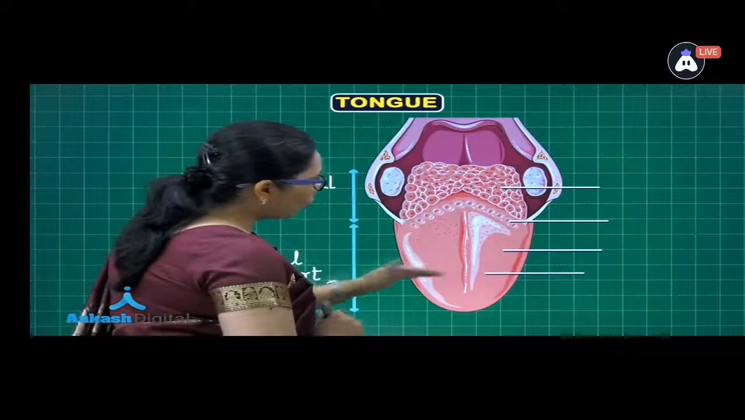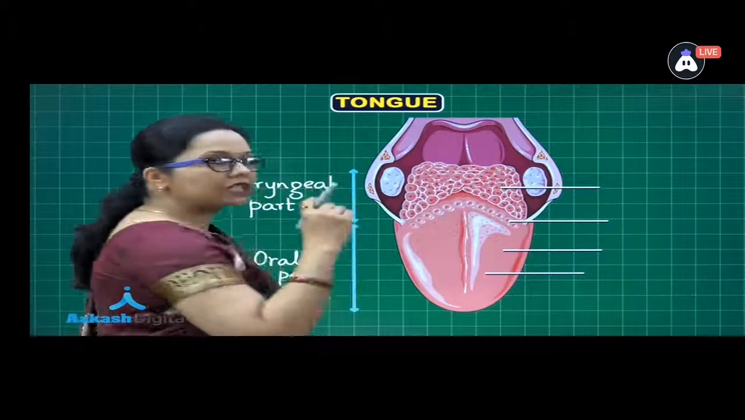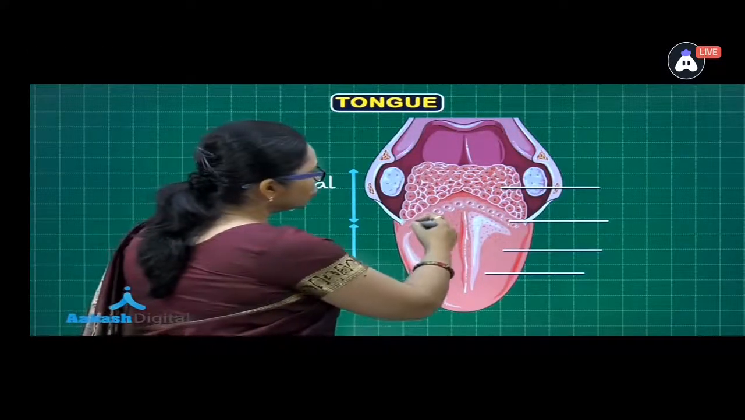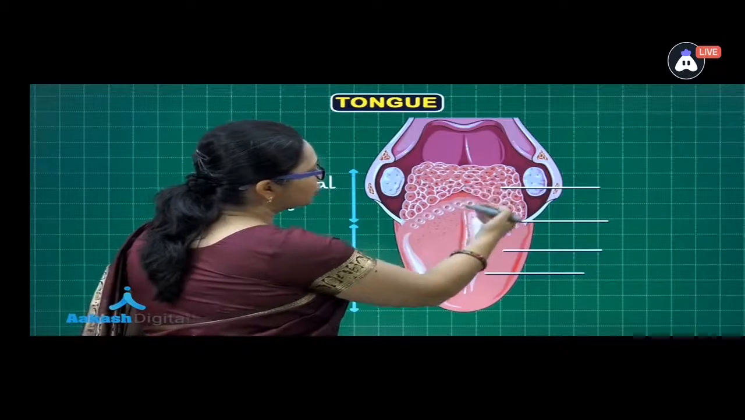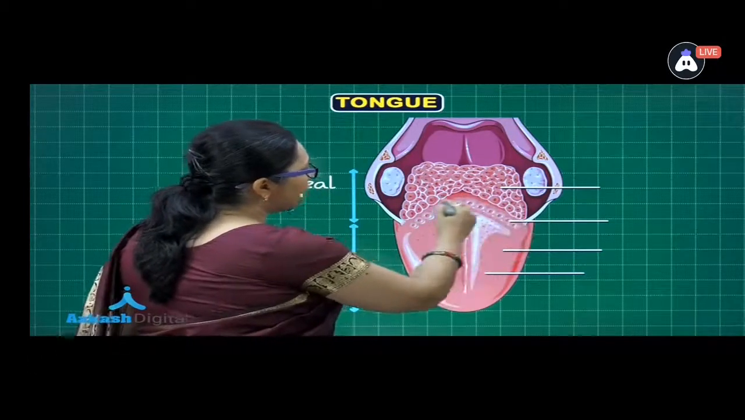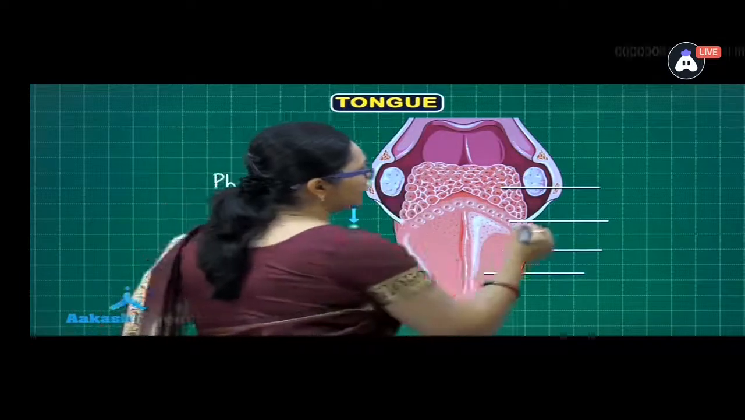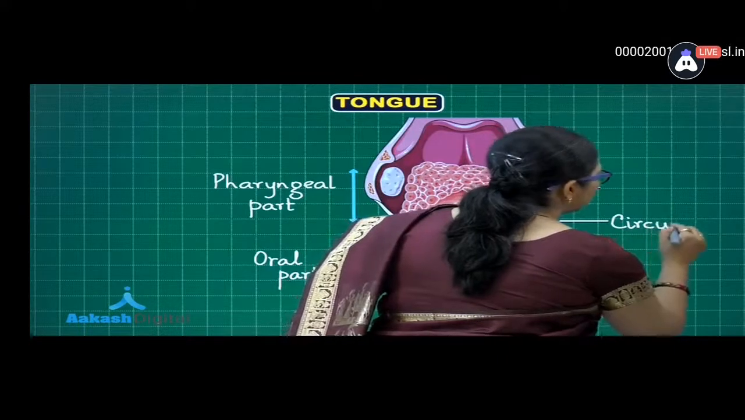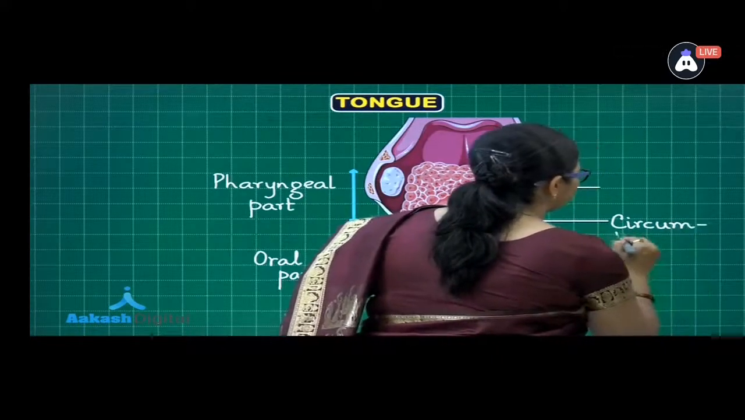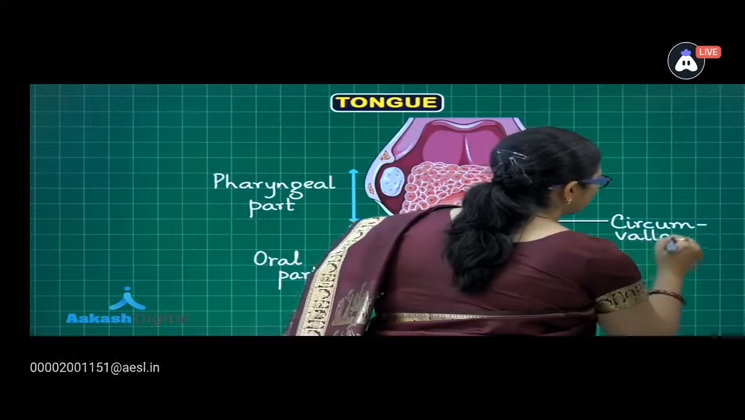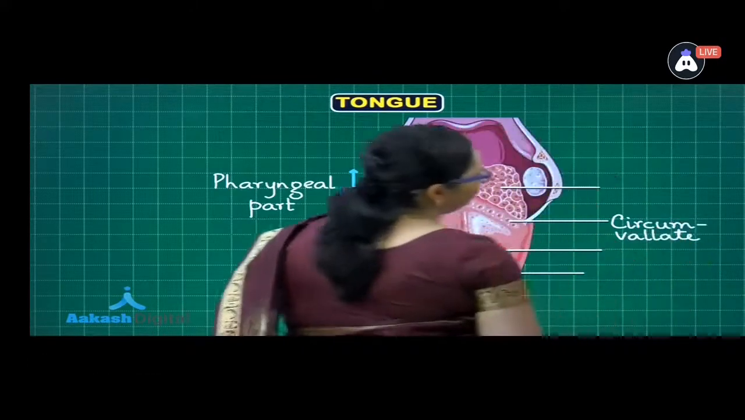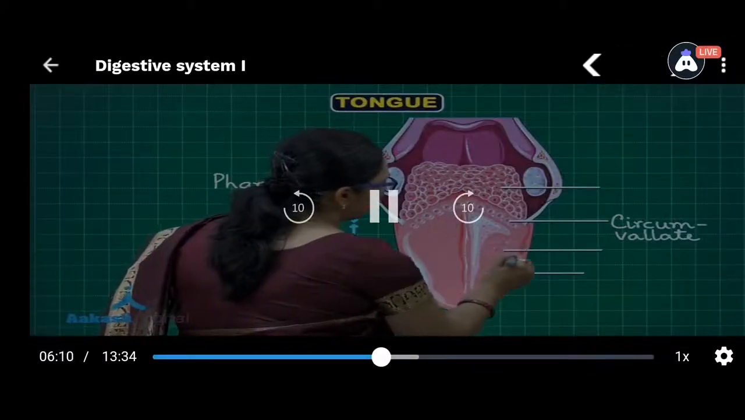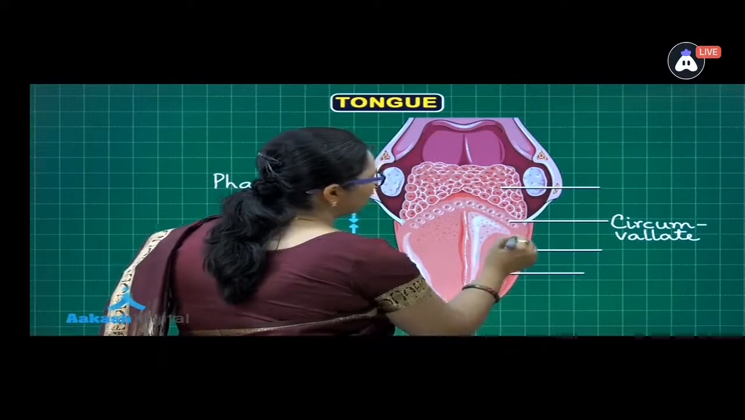Now, if we look on this oral part, there are a number of slight protuberances which are called the papillae. The one which is just adjacent to this sulcus terminalis is the largest papilla that we have, and this one is named circumvallate papilla, or simply vallate papilla. Circumvallate papilla.